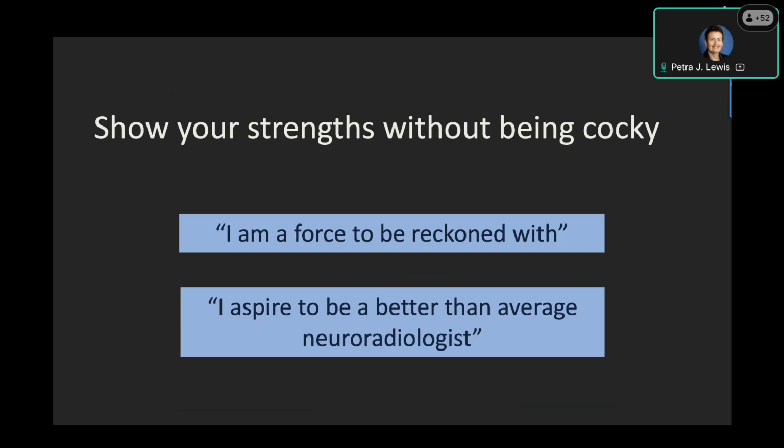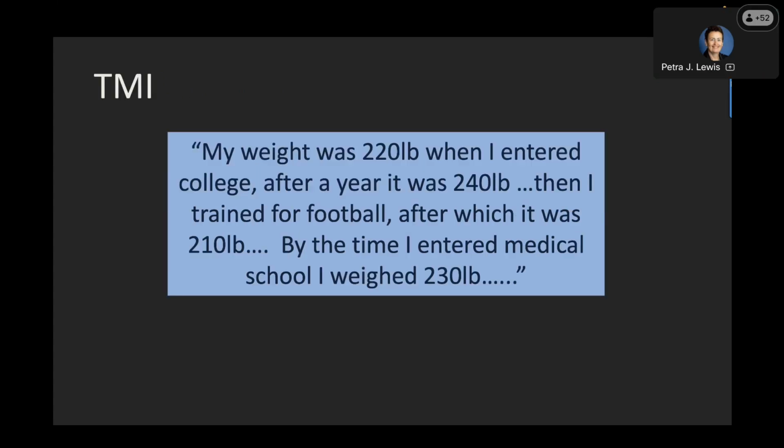Show your strengths without being too cocky. We were so tempted to interview the "I am a force to be reckoned with" student, but we never did. Although I still kind of wish we had. I love "I aspire to be a better than average neuroradiologist." It's always good to have a goal to be better than average.